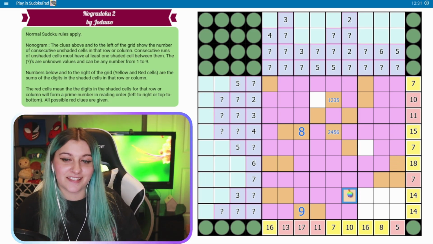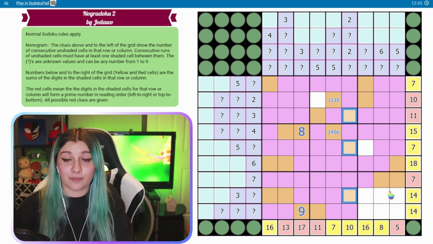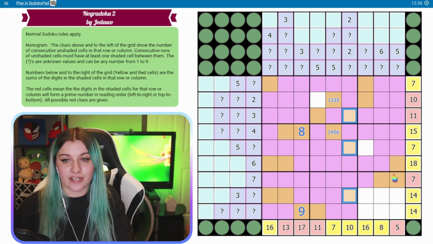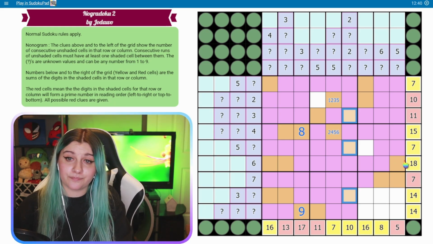This is 10. It's not going to be a prime number. I might come back to that. I think I have a lot of options for getting 10 in 3 cells. 16.